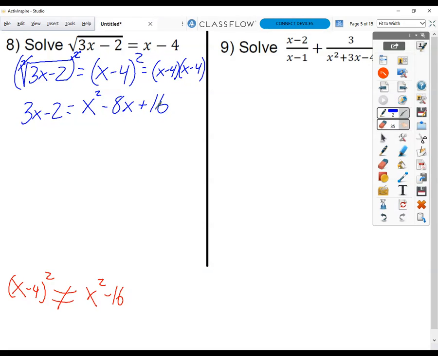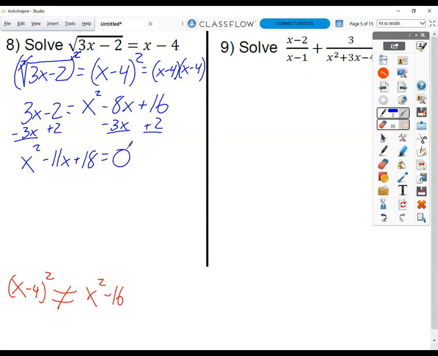Another common mistake is right here. A lot of people said, okay, well, 3x minus 2 equals 0, and x squared minus 8x plus 16 equals 0. That's not how that works. What you need to do is make sure it's set equal to 0 first. And to do that, we're going to subtract 3x from both sides, and we're going to add 2 to both sides. And when we do that, we're going to have x squared, negative 8x minus 3x will be negative 11x, plus 18 is going to equal 0.